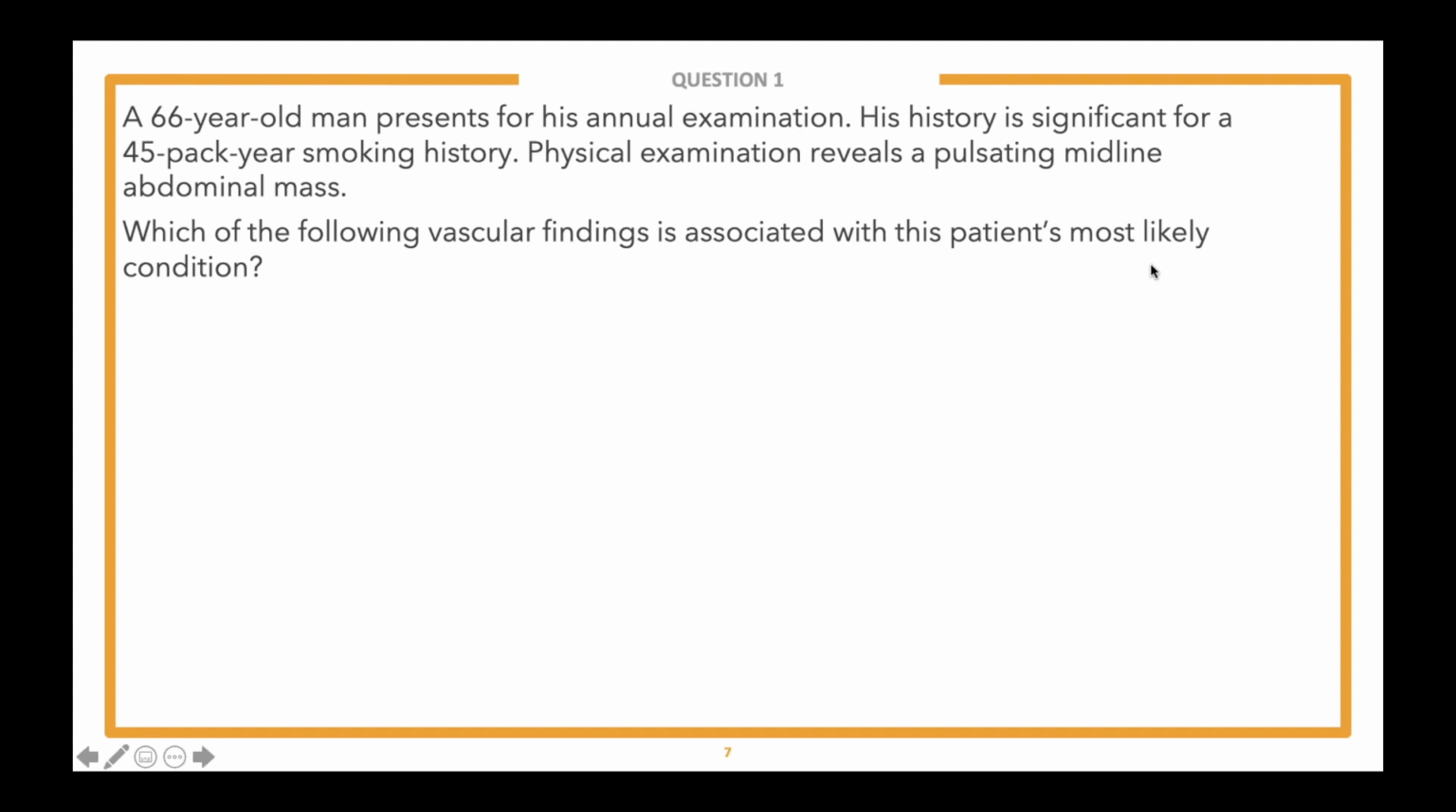I want to give all of you a moment to start thinking about the relevant clues in this vignette as I hand it off to Paras.